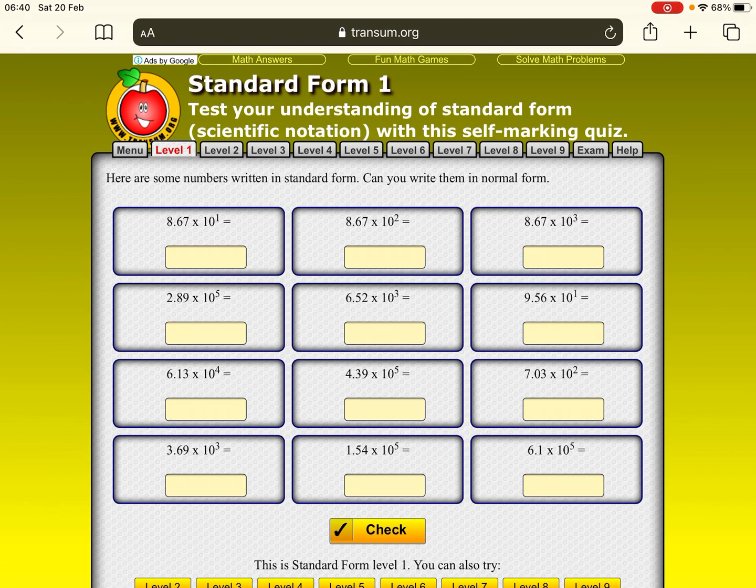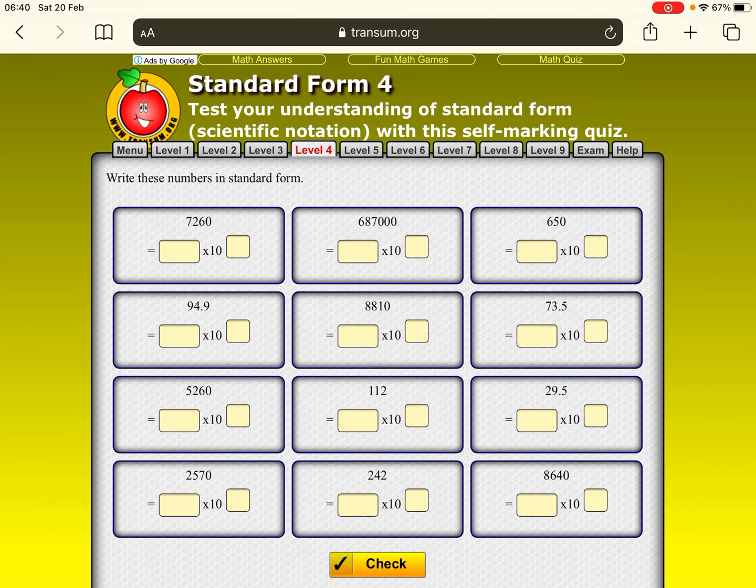Now, I'm not necessarily expecting you to complete every level. I think reasonable would be to do levels 1 to 4, maybe 1 to 5. But if I see a good effort, that's what I'm interested in. Okay, so hopefully I'll see you tomorrow.